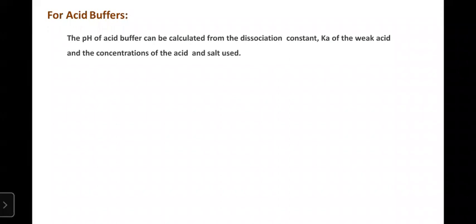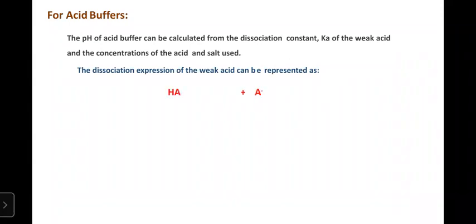Here, what is that? The combination of weak acid and salt, right? Simply what we call salt is nothing but the conjugate base. Acid and salt. If we consider the dissociation of these two, the dissociation expression for weak acid can be represented as HA, a weak acid, undergoes dissociation to give H plus and A minus, right?